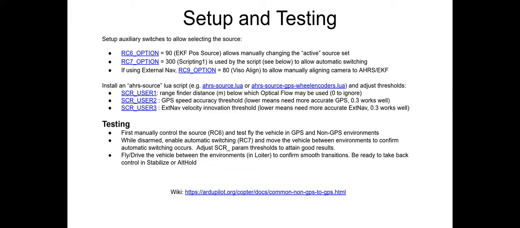try driving or flying it between the two environments in a semi-manual mode, or semi-autonomous mode like loiter, just to confirm that the transitions are smooth, and be ready to take back control in either stabilize or alt hold. I normally would switch back to alt hold, but if, for example, you're using the T265 and especially if you're using it for the vertical position, if that camera goes nuts, again, normally because of vibration, switching to alt hold may not save the vehicle because it might rocket into the sky. So in those cases, get ready to take over in stabilize mode.